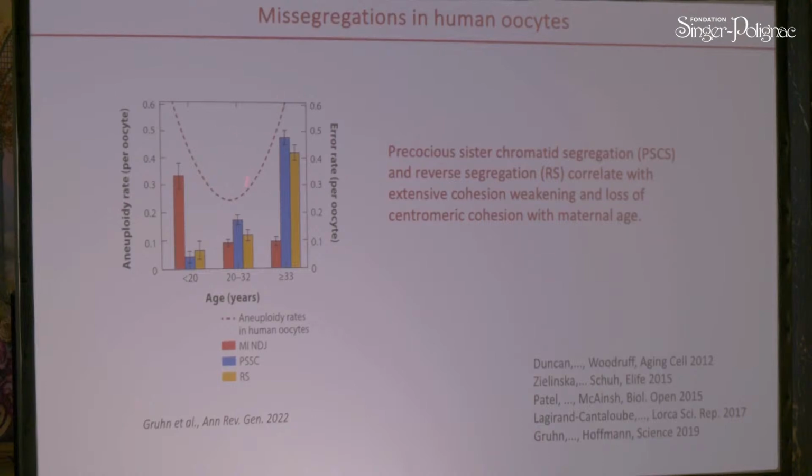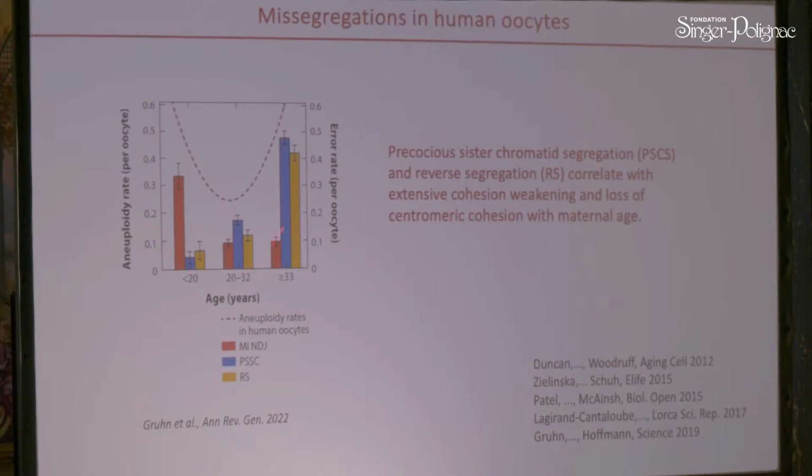You see this increase with maternal age of missegregation events, and what is really important to point out, as she did as well, is that it's certain missegregation events that increase with age, which are precocious sister chromatid segregation and what she called reverse segregations. In both cases, this is due to loss of pericentromere cohesion, meaning that you start to segregate sister chromatids.